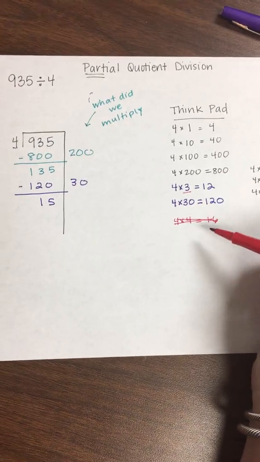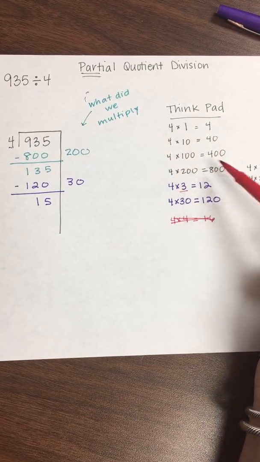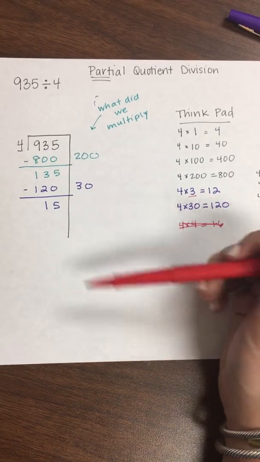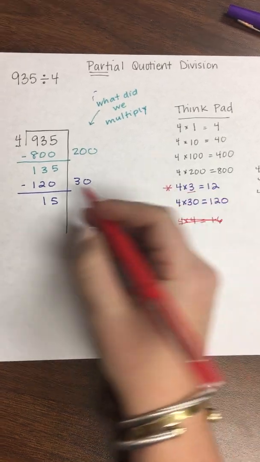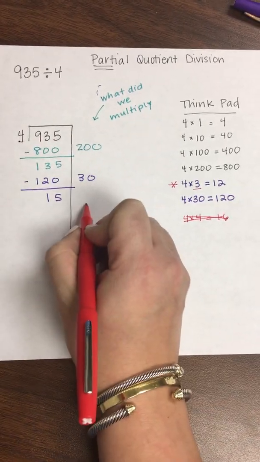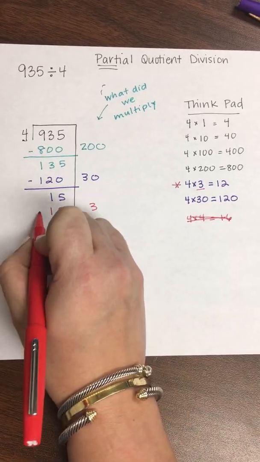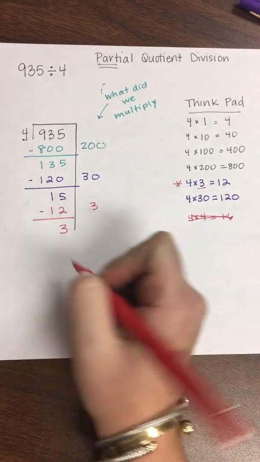But it's still good to write it down there because I would rather make a mistake over here on my work than when I'm actually solving the problem. So I'm going to come back to 4 times 3 is 12. I have a little bit left, which is a 3.